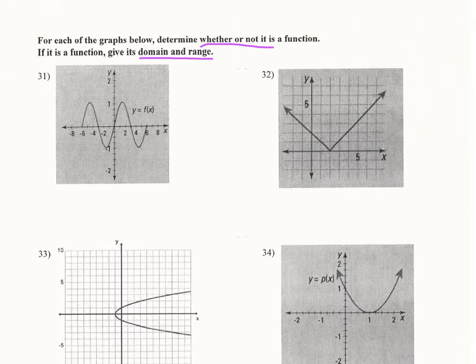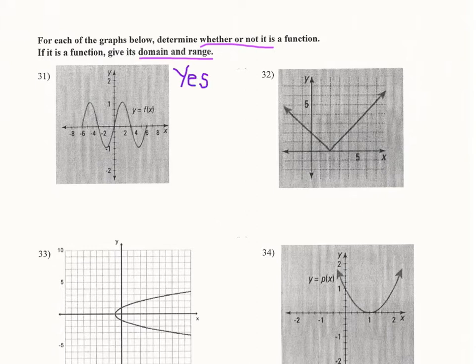So first off, to determine whether or not it is a function, remember that's where we're going to use what's called the vertical line test. That's where I want to draw vertical lines on my graph and see if there's any place on the graph that a vertical line would hit more than once. And you'll notice with my pointer here, I'm drawing vertical lines, and there's nowhere that I would hit the graph more than one time. So for this one, I would say yes, this is a function.